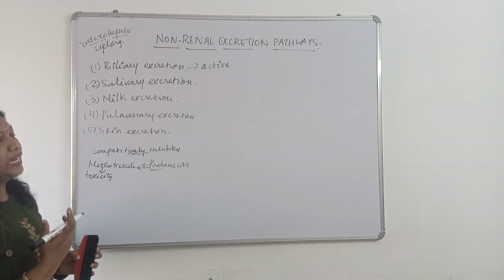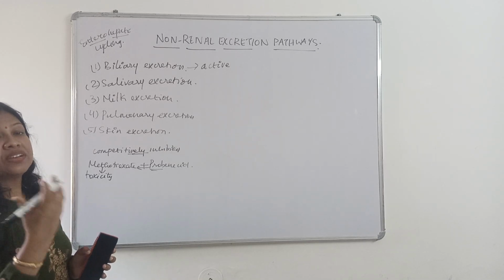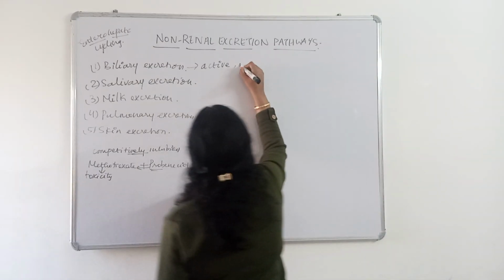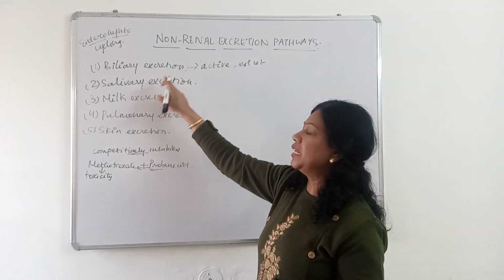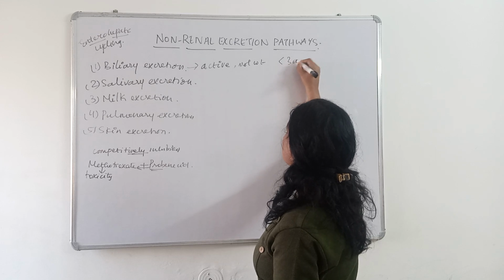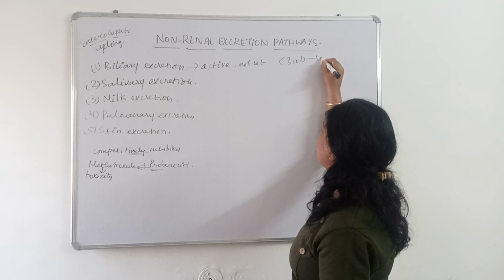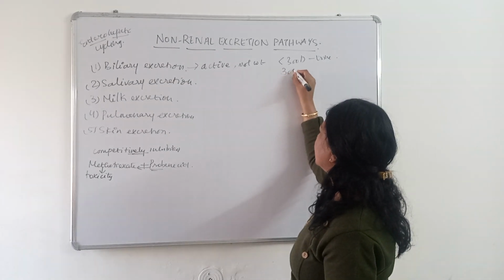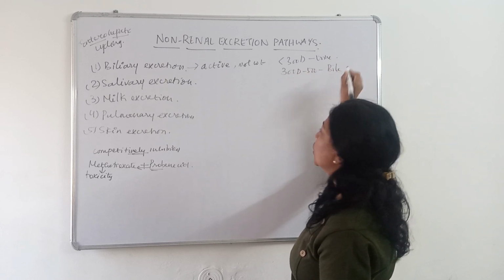Also, which is the main factor that affects biliary excretion? It is the molecular weight. The molecular weight of the drug plays an important role in biliary excretion. If the size of the drug is less than 300 Dalton, then it will be excreted through urine. Mainly, drugs of 300 Dalton up to 500 Dalton will get excreted through bile.